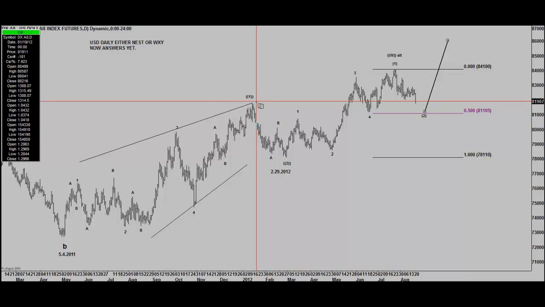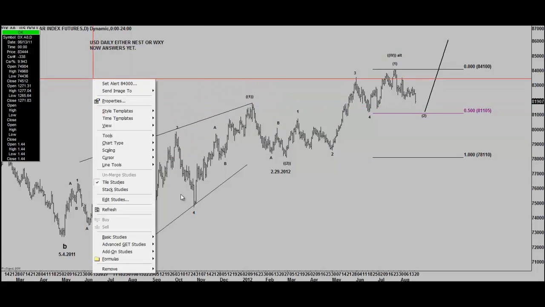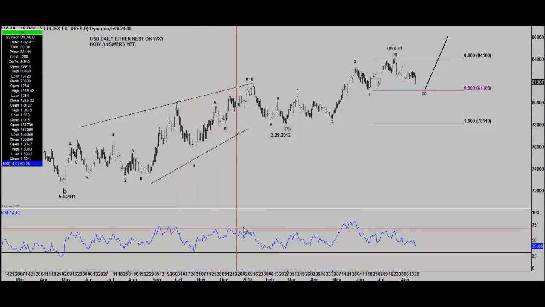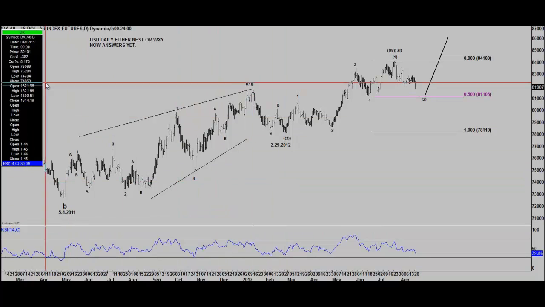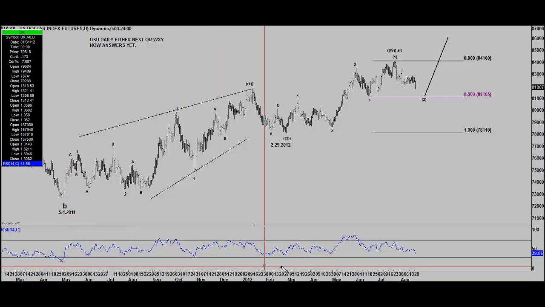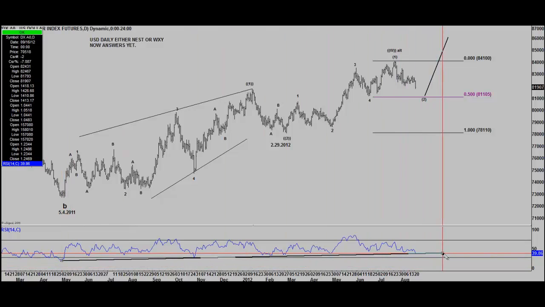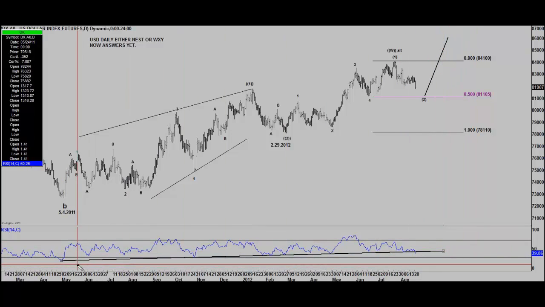Since the beginning of the month, many of you know that we were calling the area around 81.10, the 50% back of this move, the target where we should be getting ready to buy the dollars. If we show the RSI, which is the one we use to analyze the trend, we can see a very nice bullish channel in the index, a channel that dates back to May 4, 2011.